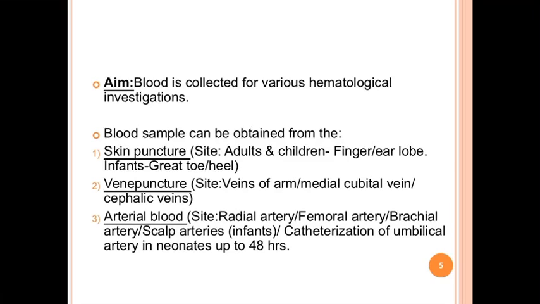For skin puncture, in adults and children we take the blood from the finger or earlobes, and in infants we do it from the great toe and heel. For the venipuncture we use the veins of the arm, the medial cubital vein and cephalic vein. And for arterial blood, we collect it from the radial artery, femoral artery, brachial artery, scalp artery in the infant, and catheterization of the umbilical artery in the neonate up to 48 hours.